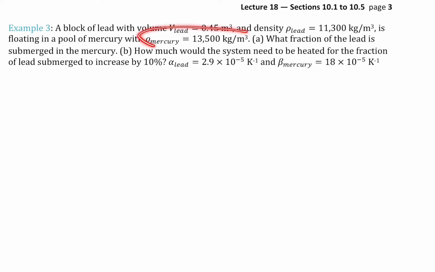Back to mercury, right? And mercury has a very high density, much denser than the lead, which is how the lead is able to float in it, right? It's amazing to think of lead floating in something, but it would readily float in mercury because look, mercury is denser, 13,500, or a specific gravity of 13.5. Right? So part A, what fraction of the lead is submerged in the mercury?